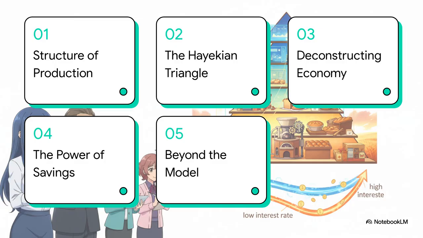So here's our game plan. First, we'll get our heads around the basic structure of production. Then we'll introduce the triangle itself. After that, we're going to roll up our sleeves and deconstruct the economy with a really clear example, see what happens when savings come into play, and finally, we'll take a step back and look at the bigger picture.